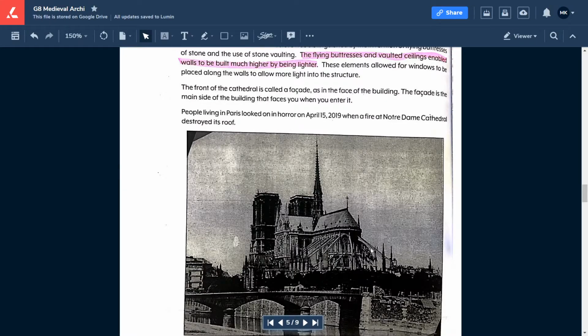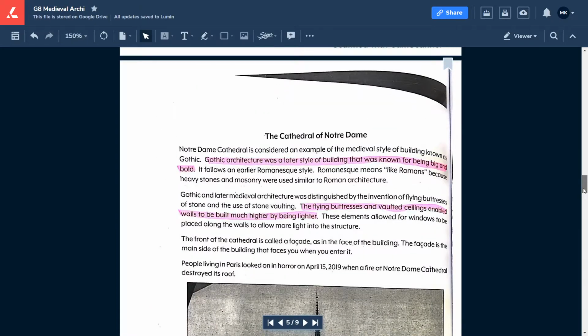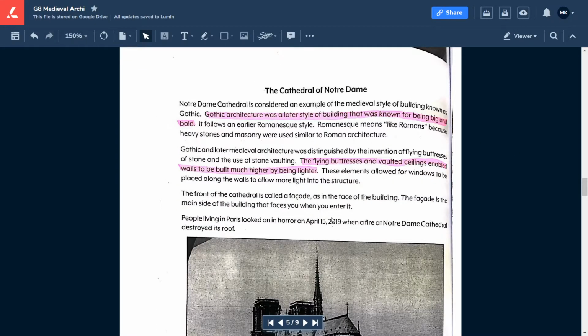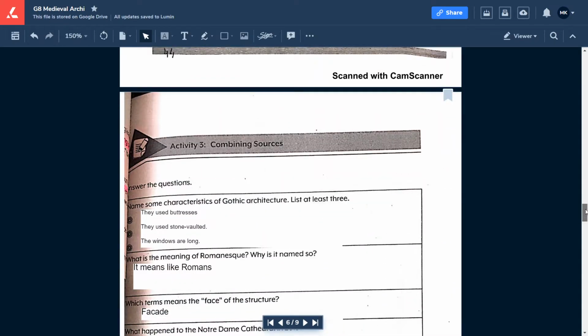One of them is the flying buttresses that support the wall and the ceiling because it's made of stones, so it's so heavy, so we feel afraid of the stones falling down. So because of that we have the flying buttresses. And we read this text, and we stopped here.